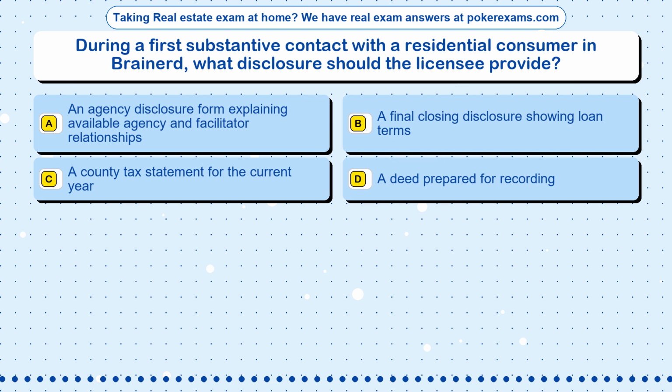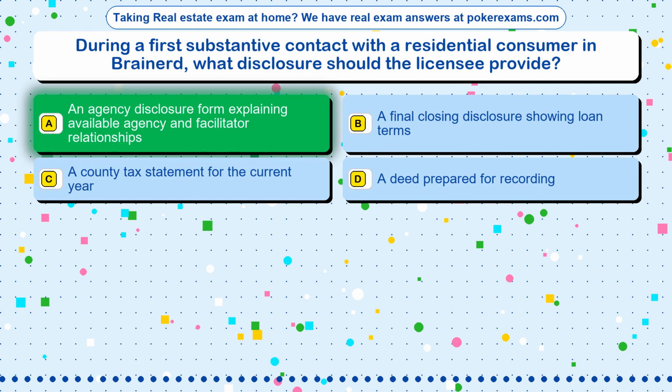Question 45. During a first substantive contact with a residential consumer in Brainerd, what disclosure should the licensee provide? Option A. An agency disclosure form explaining available agency and facilitator relationships. Option B. A final closing disclosure showing loan terms. Option C. A county tax statement for the current year. Option D. A deed prepared for recording.